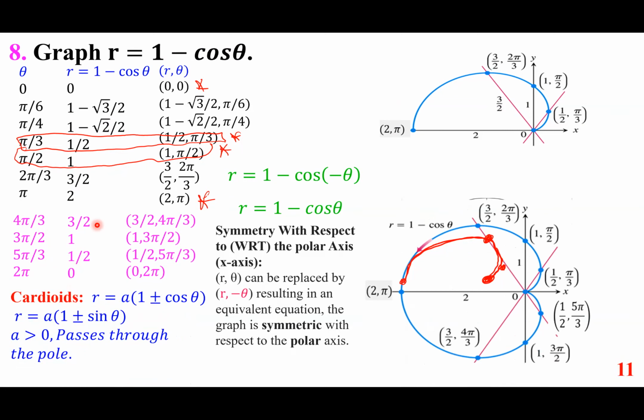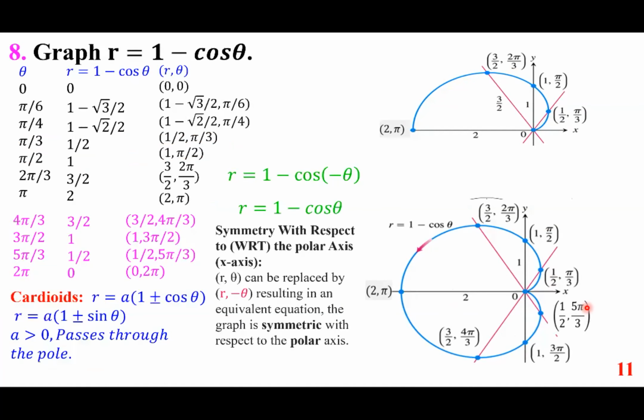Let me erase what I have. If you look at the top half and the bottom half, they are symmetric with respect to, in essence, the x-axis or the polar axis, which makes it easy to graph. Again, an easy way, simply put: plot pairs. That's all you have to do, a few easy pairs.